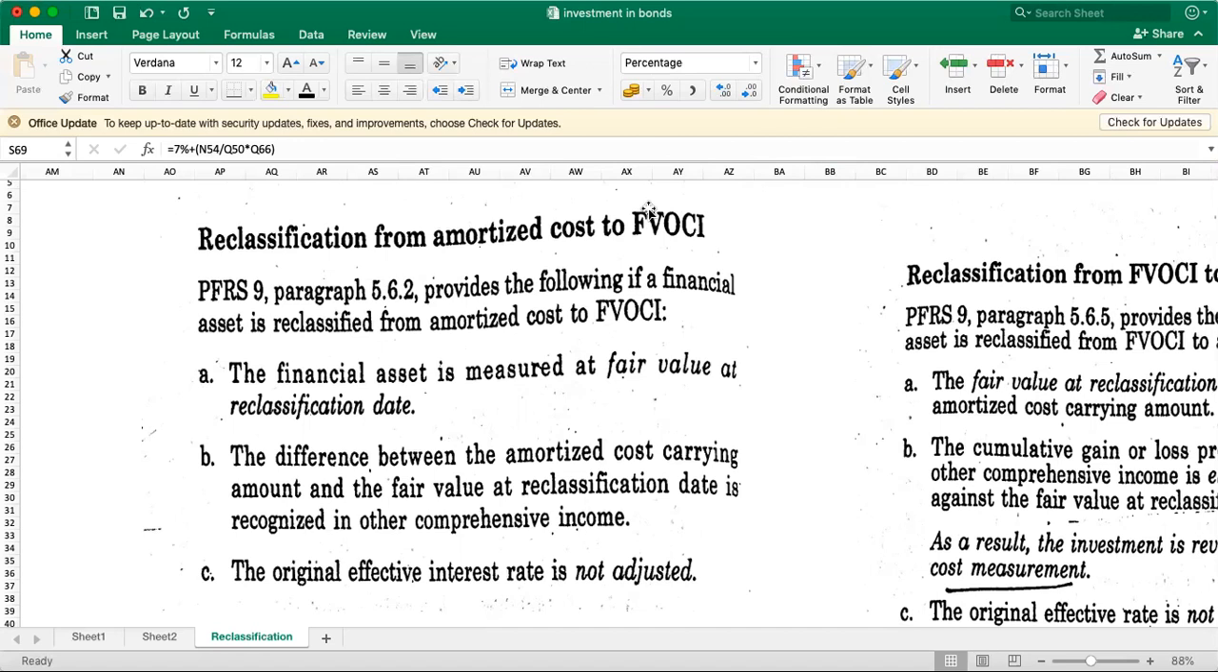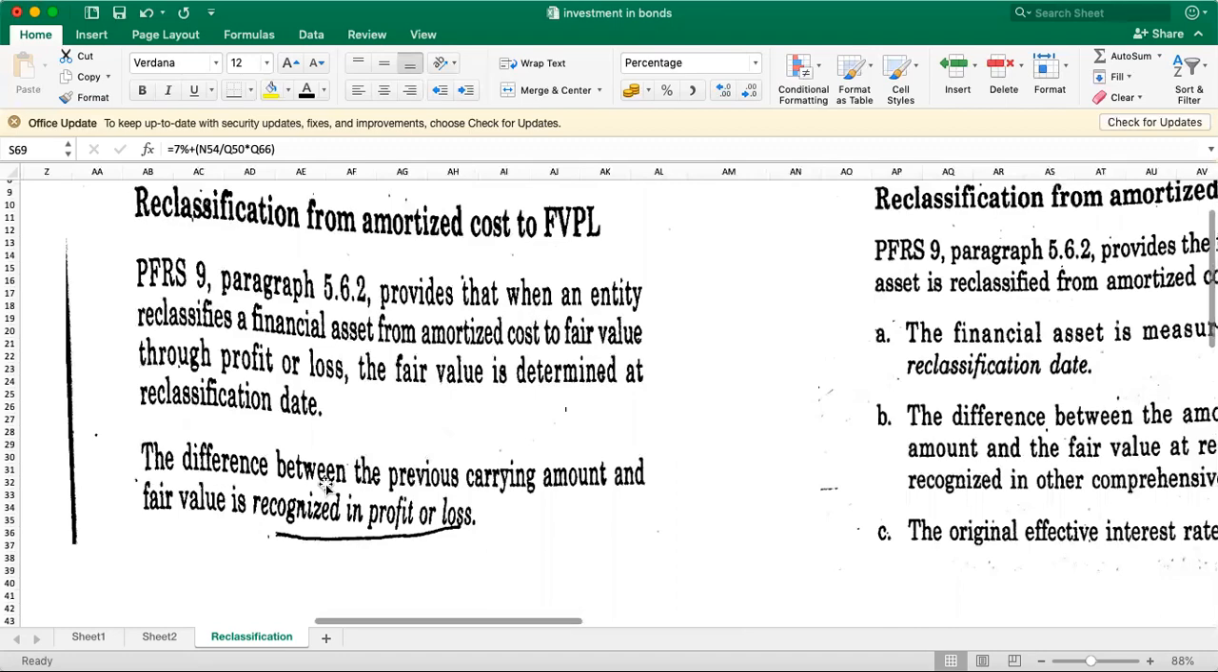Okay, so anong mangyayari if this is the case? So it provides the following: if a financial asset is reclassified from amortized cost to FVOCI, okay, the financial asset is measured at fair value at reclassification date. Because again, the measurement under OCI is at fair value. So we need to identify the fair value at the reclassification date. The difference between the amortized cost carrying amount and the fair value at reclassification date is recognized in other comprehensive income.